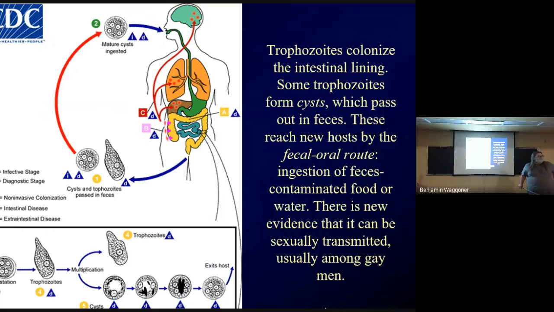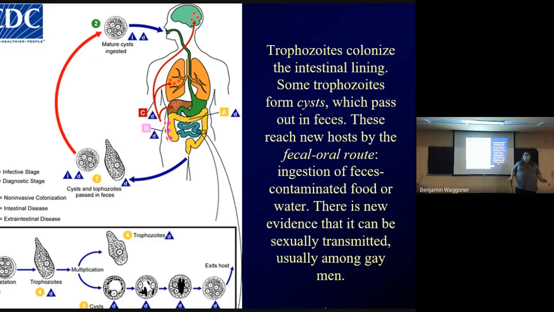So the trophozoites colonize your intestinal lining. As they grow, some of these trophozoites form cysts, and the cysts pass out in feces. And you're going to see this term over and over and over again. They reach new hosts by what's called the fecal-oral route, which, don't think about it too hard, it's really gross, but that's what it's called. They reach new hosts who ingest feces of the old hosts.